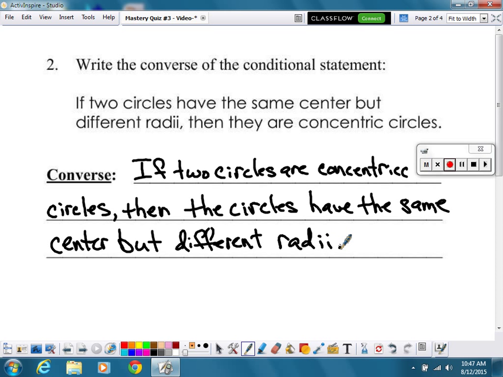Okay, when you write converse statements, sometimes there's an overlap of some of the terms. Here we started with, if two circles have the same center. We started in our converse with that same beginning point, if two circles. Sometimes you got to overlap some of those terms. But the key statements are the concentric circles and same center but different radii. So it isn't just a quick switch of the if and the then and just copy. You got to kind of use your noggin a little bit and make sure that that statement makes sense.